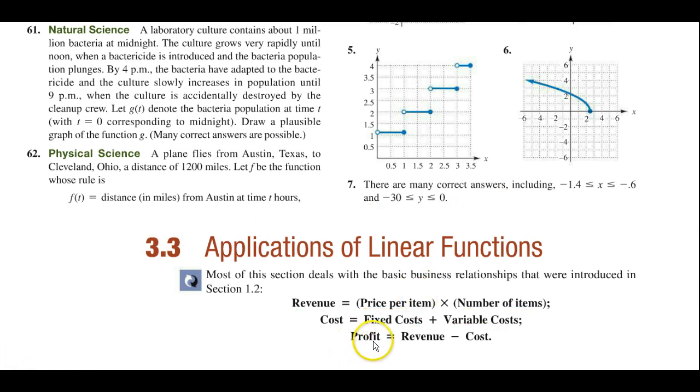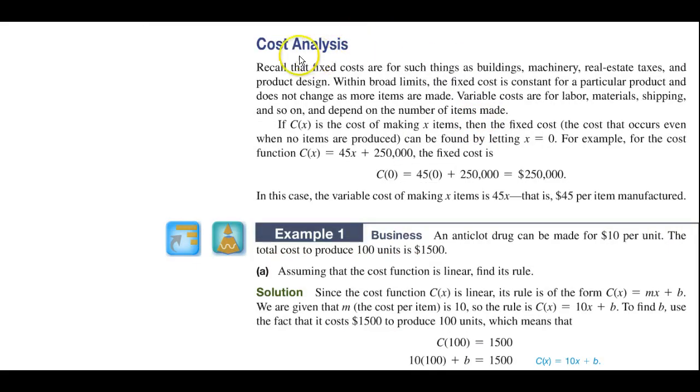And we do want to define what profit is. The profit function is if you have all the money that you take in and you subtract the cost, then you have your profit. In your text, they do give you some background information of what cost analysis is. Fixed costs include the building, the machinery, the real estate taxes, product design. And then variable costs, labor, materials, shipping, and so on, depend on the number of items made.